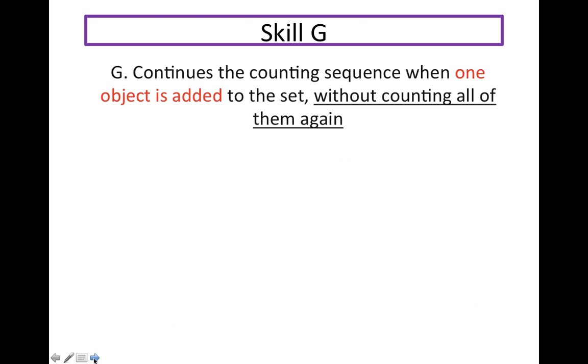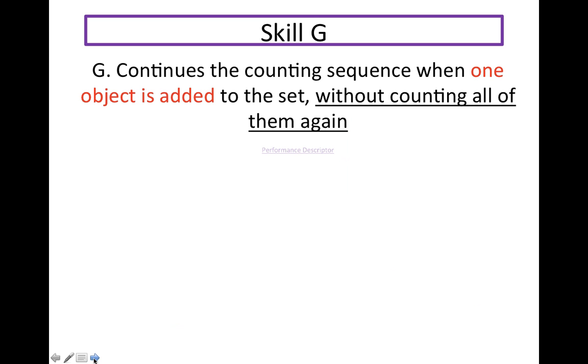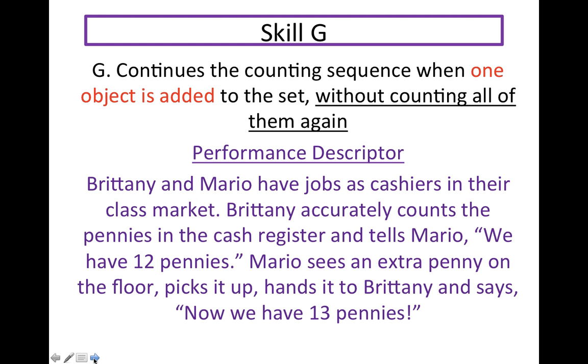So moving forward to skill G, the student continues the counting sequence when one object is added to the set without counting all of them again. And an example, and I think I have 2 for skill G, is the first one. Brittany and Mario have jobs as cashiers in their class market. Brittany accurately counts the pennies in the cash register and tells Mario, "We have 12 pennies." Mario sees an extra penny on the floor, picks it up, hands it to Brittany, and says, "Now we have 13 pennies."